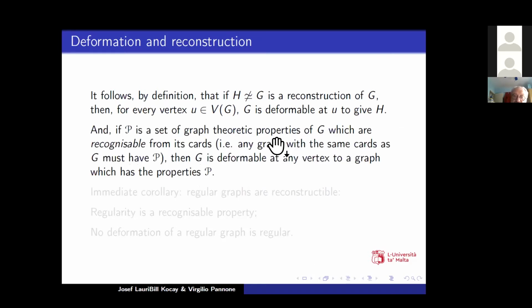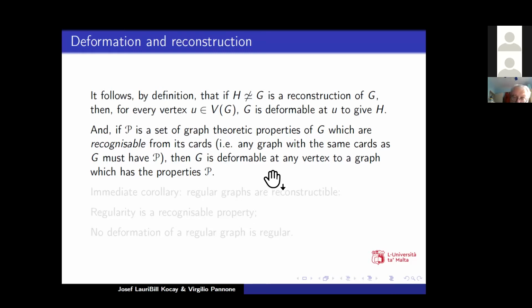Sometimes we talk about deformation with respect to a property. If we have a situation where a set of properties is recognizable, that is, although we might not know whether every reconstruction of G is isomorphic to G, we can show that every reconstruction of G has the same properties. For example, the most obvious is the degree sequence, degrees in G. Then we can say that if G is not reconstructible, there is a deformation to a graph, which might or might not be isomorphic to G, but which has the same set of properties.